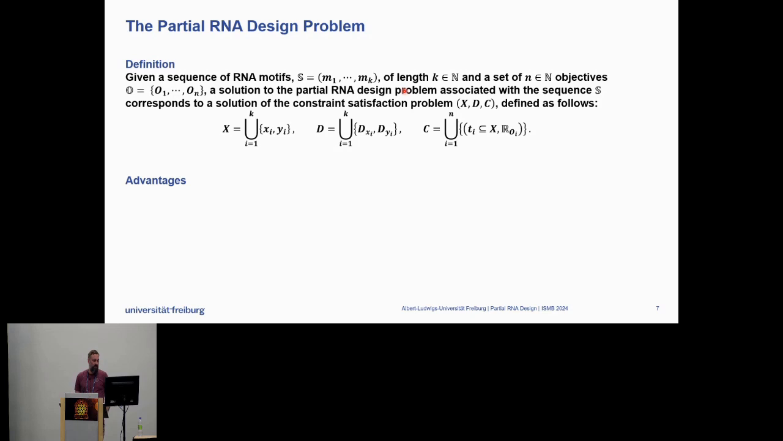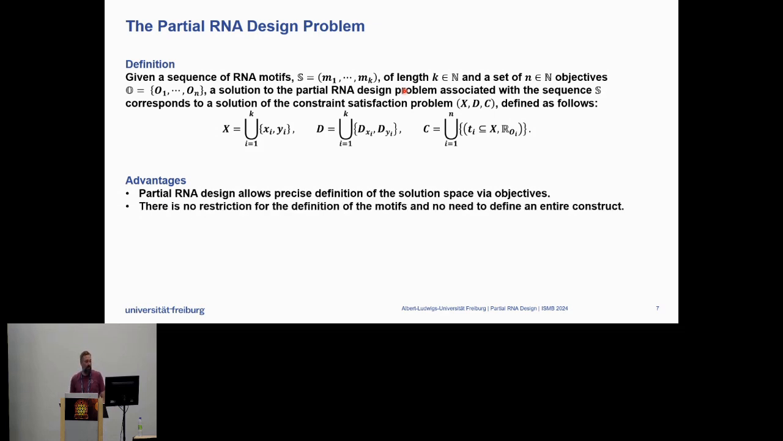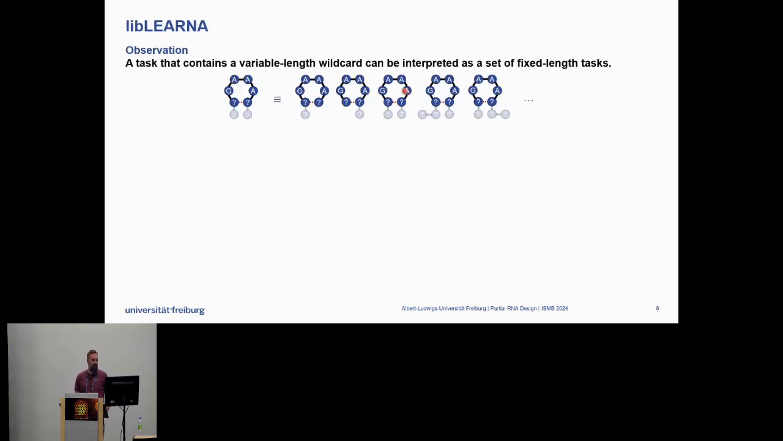So this formulation has certain advantages. First of all, partial RNA design allows us to precisely define a space of potential solutions via the objectives. And secondly, there is actually no restriction on the definition of the motif. So we use a full structure where we know the exact pairing scheme of each nucleotide. But in this case, we don't need it. We can just define any construct or any motif we would like to have, and we don't need to define an entire construct.